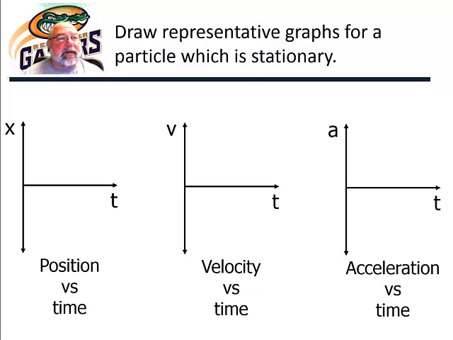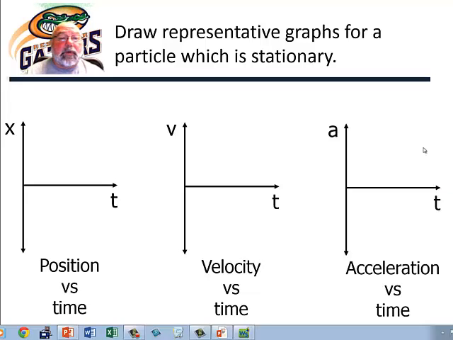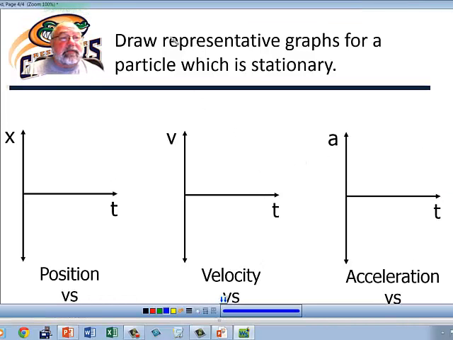Now, for the last part of this video, we're going to be looking at the 3 types of graphs together for a single situation, and it helps us interpret what's going on with the motion. In this case, we have a task of drawing graphs for which the particle is stationary.